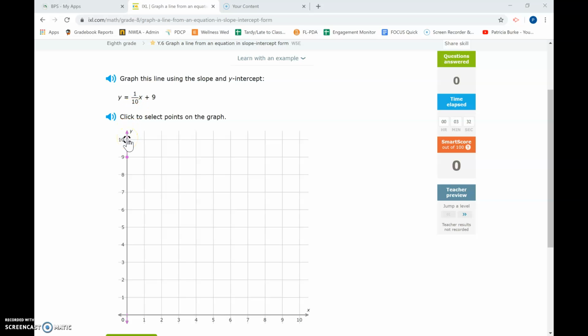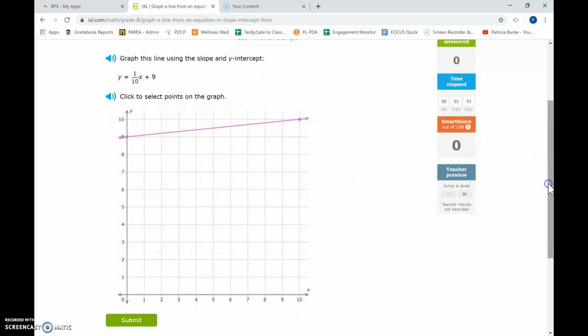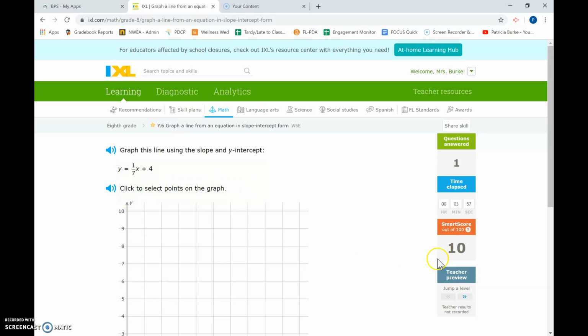Starting from the point where we're at, we're going to run across 10 doors. So count with me. 1, 2, 3, 4, 5, 6, 7, 8, 9, 10, and click your second point, and it forms this line. Then you will hit submit. Let's jump forward a level.